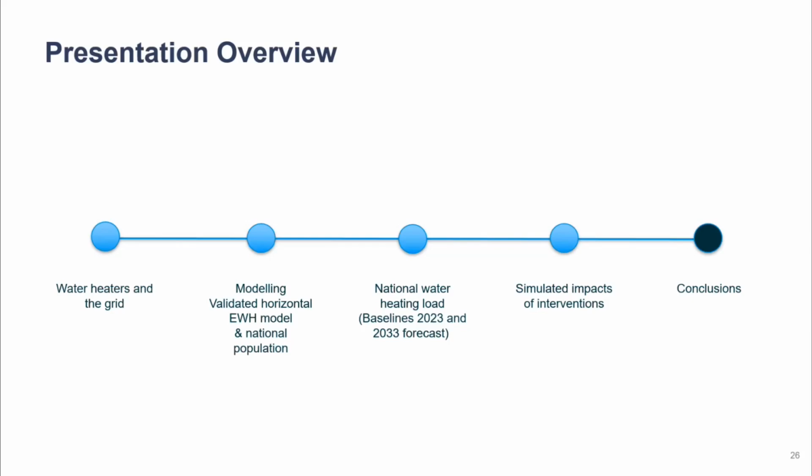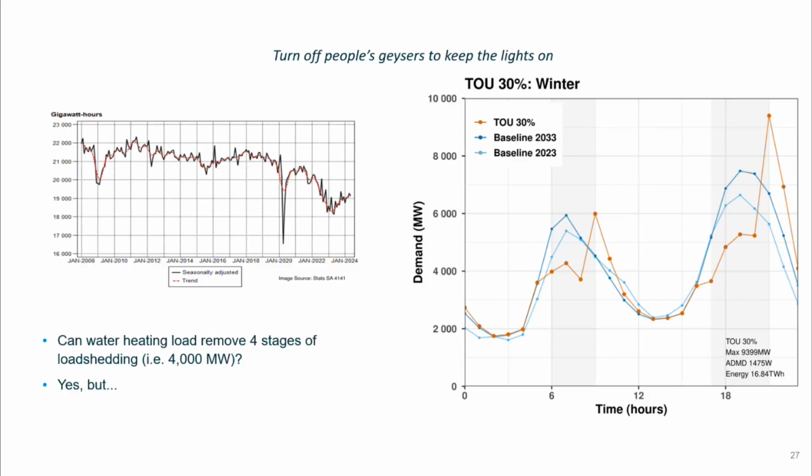All right, thank you, Ken. So I just wanted to turn back to the notion of, do we turn off people's geysers to keep the lights on? And can we really remove 4 stages of load shedding, which is effectively 4,000 megawatts from the grid with water heating load? And the answer for us is yes, but. And those buts are very big.